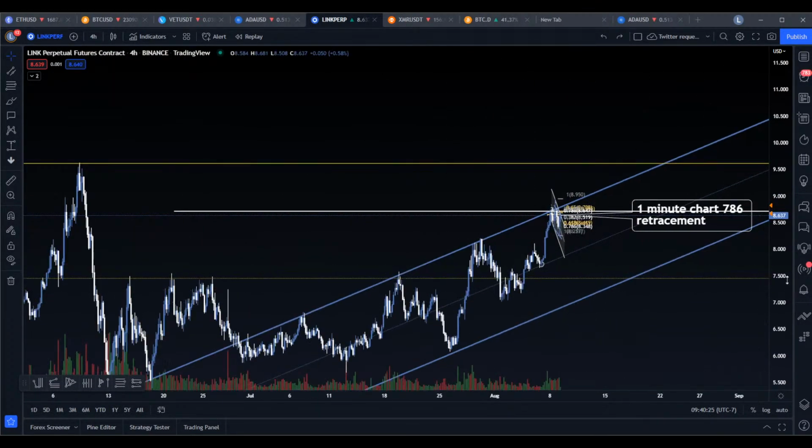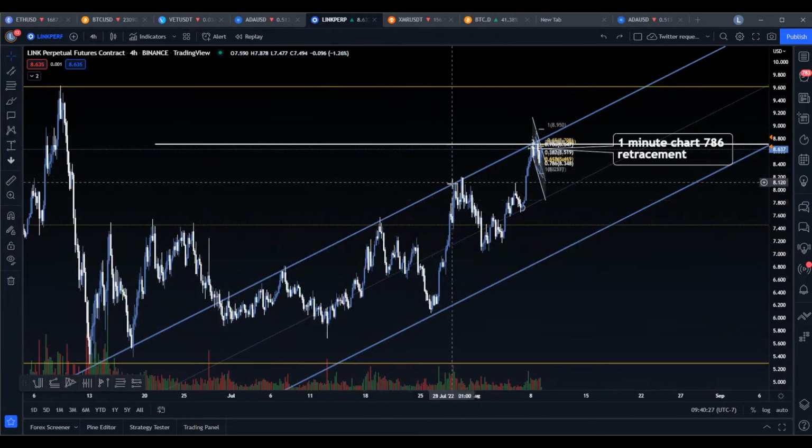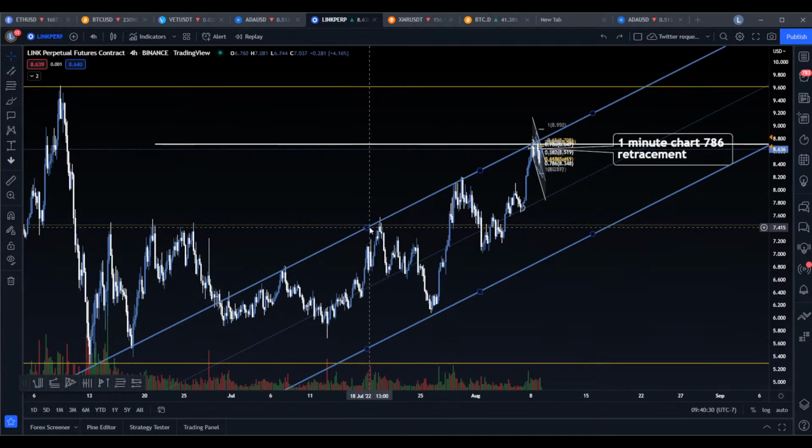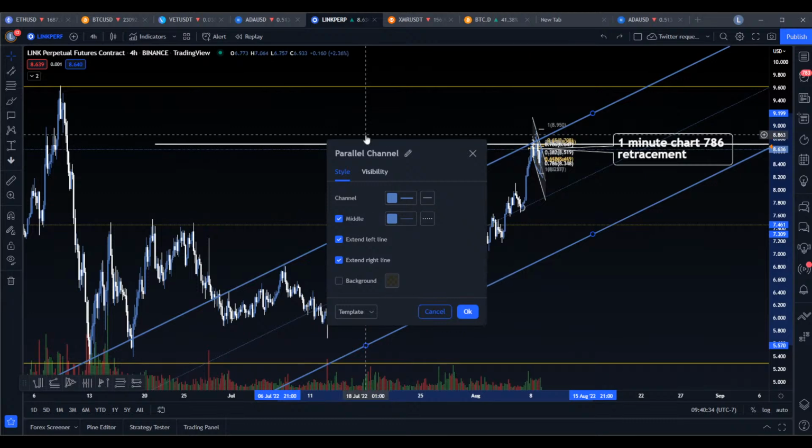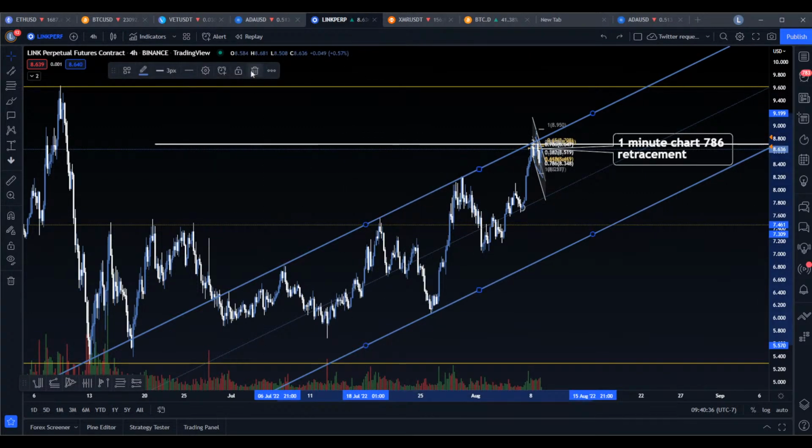This is the 4-hour chart. This channel looks like it accidentally got moved a little bit. Let's put a lock on this really quick.